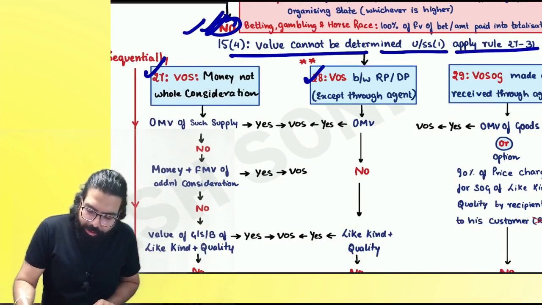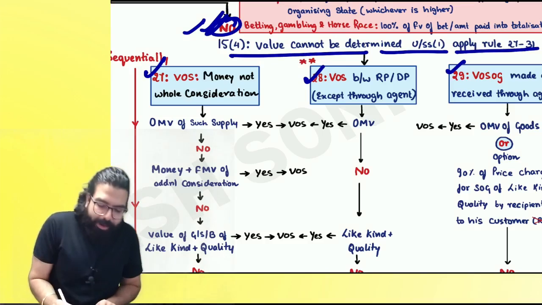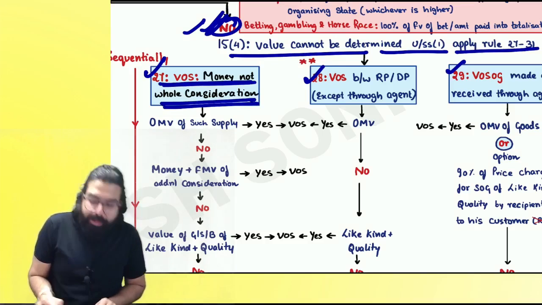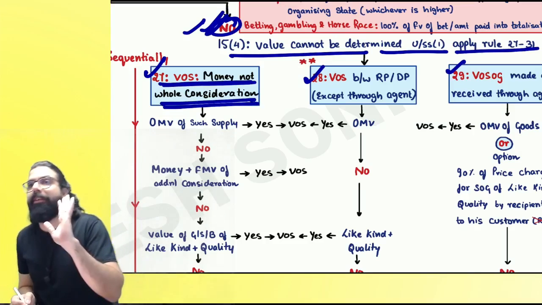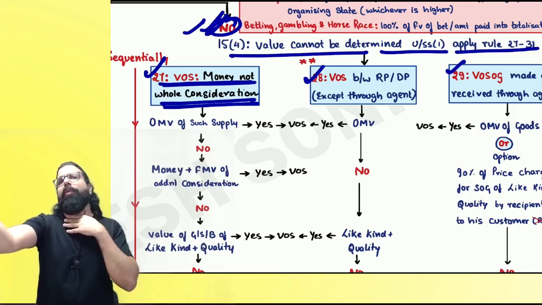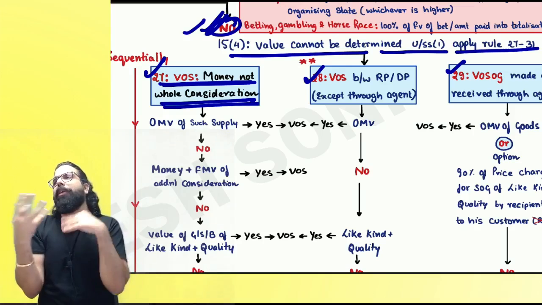Rules 27, 28, 29 are there over here. Rule 27 says value of supply where money is not the whole consideration. Where money is not the whole consideration, supposedly I taught you and you gave me your watch and you gave me 2,000 rupees.